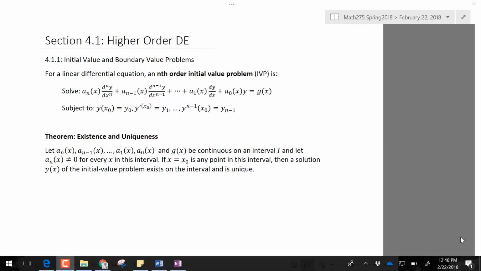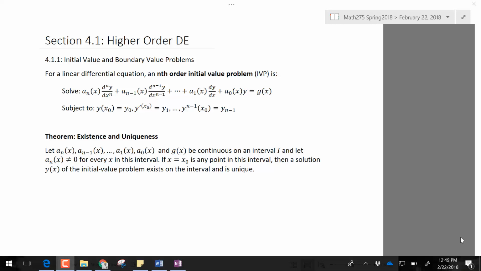We're going to focus more on initial values. We are going to talk about boundary value problems. You guys are going to do some examples with boundary value problems. But hopefully it won't come up on the test. I don't know, it might.